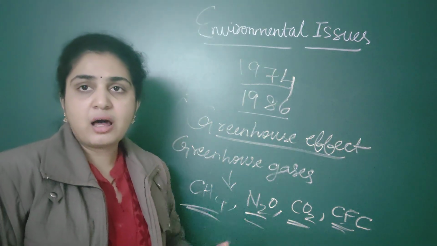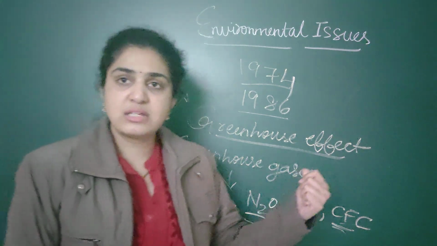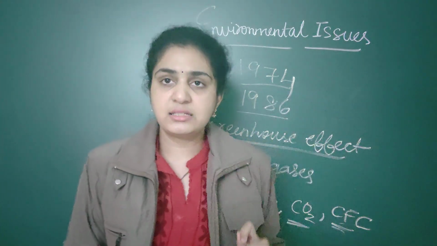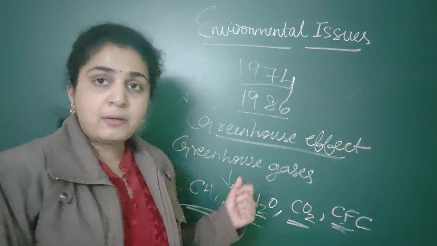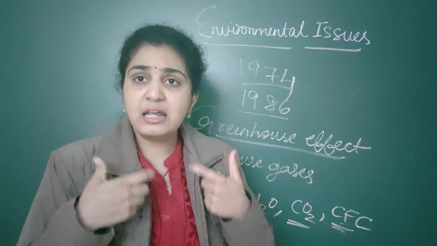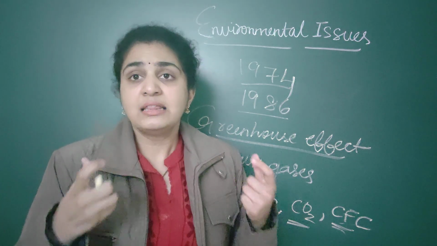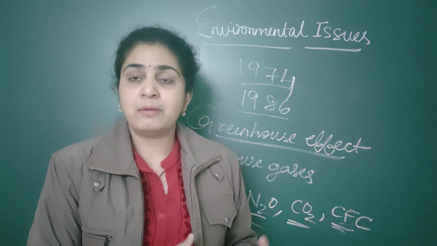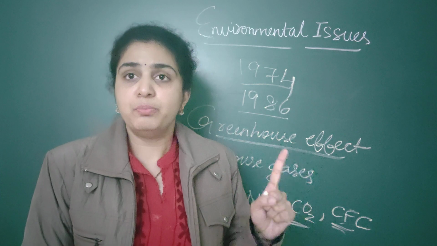Now, from where are all these produced? Normally, these four greenhouse gases are already present in the Earth's atmosphere. But if we increase so much of these greenhouse gases in our atmosphere, it will lead to global warming. Ideally, greenhouse gases should be present. They should be there.